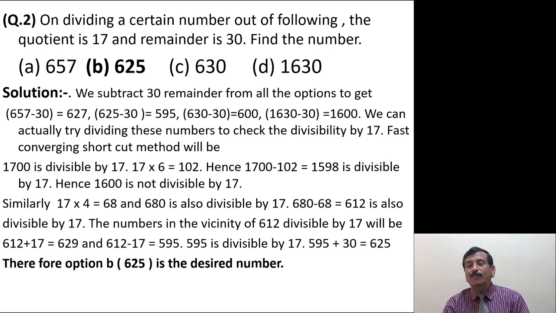On dividing a certain number out of the following, the quotient is 17, the remainder is 30. Again, as remainder is 30, from all the options, we reduce the remainder and therefore we find all the numbers after reduction from the remainder are divisible by 17. We try it out and we can get the answer 625.